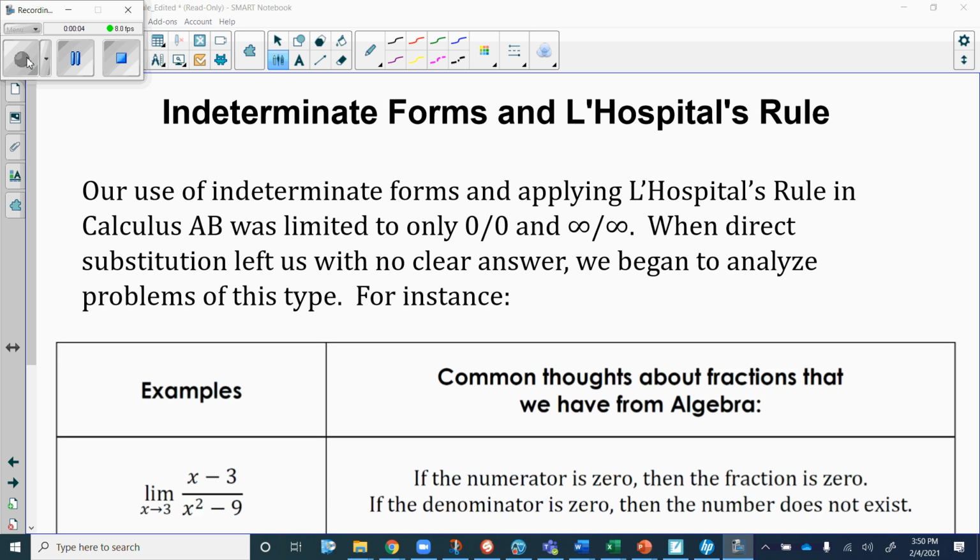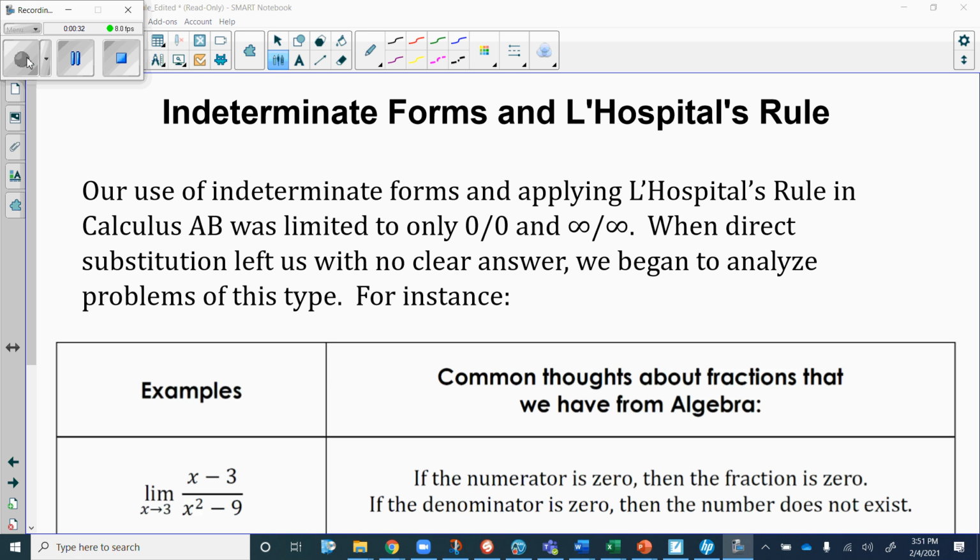This video is going to be about using L'Hopital's rule to find the limit of functions that would normally produce something referred to as an indeterminate form. But the material in it is going to be specifically for things that you would see in a BC curriculum or a Cal 2 curriculum rather than AB or Cal 1.